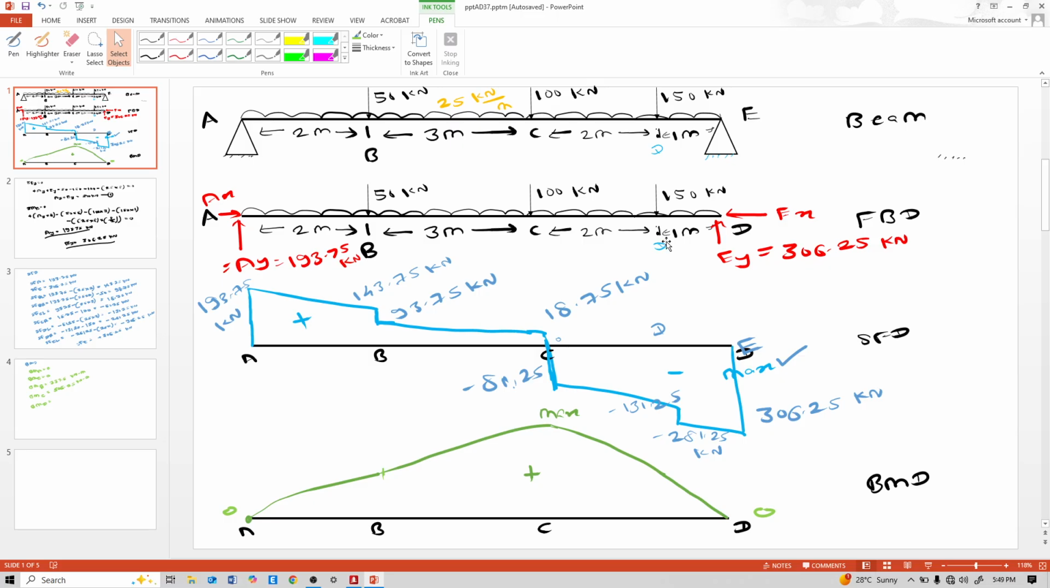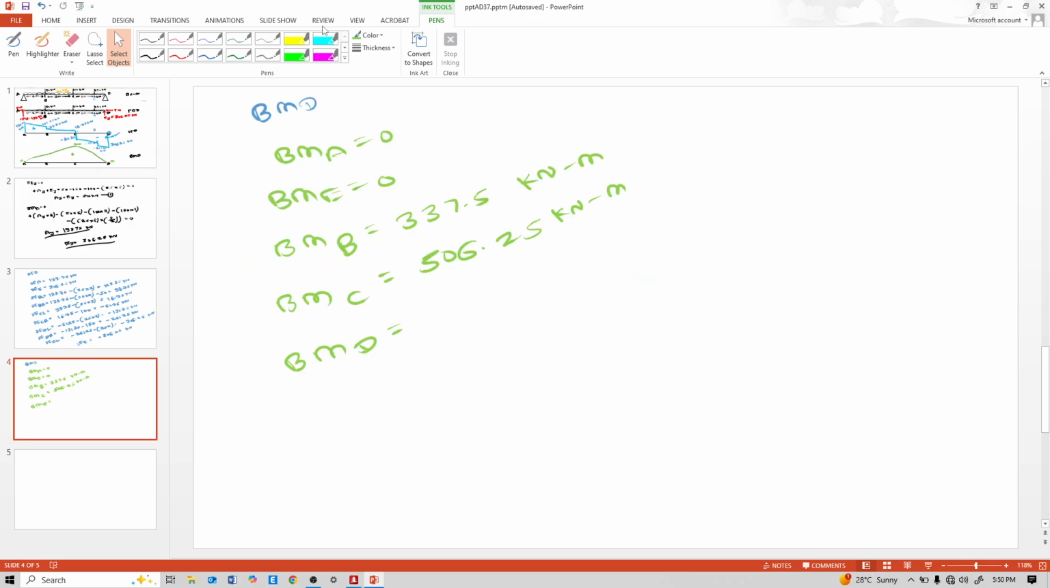multiply by 1. 1 is the distance between the reaction and the point where we take bending moment, and this 25 kilonewton per meter load is vertical load. It is clockwise, that means positive 25 into 1 into 1 by 2. It is 293.75. This value is minus, but I take positive because I take moment from right hand side, because it is easy for me to calculate.